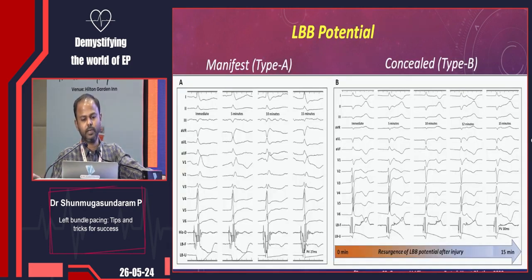So once you enter into that area, the next thing is to look for the potentials. The potentials can be manifest, meaning that immediately after deployment you'll be able to see, or it can be concealed within the negative current of injury. So you have to wait for 5-10 minutes to get the potential out.